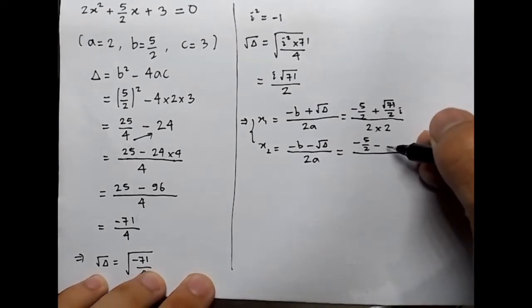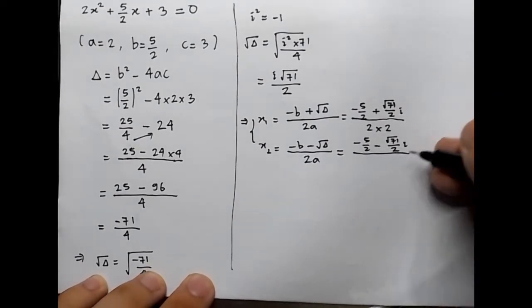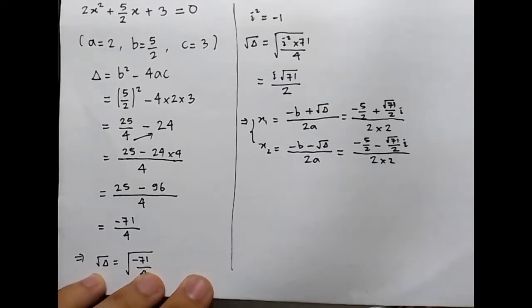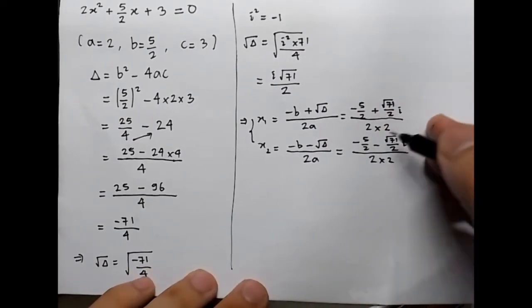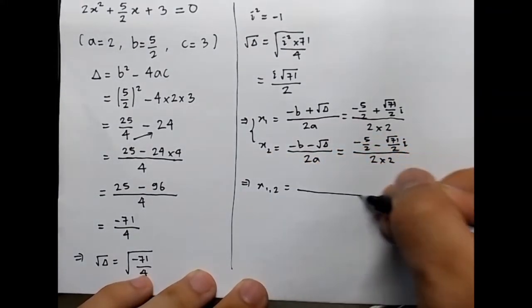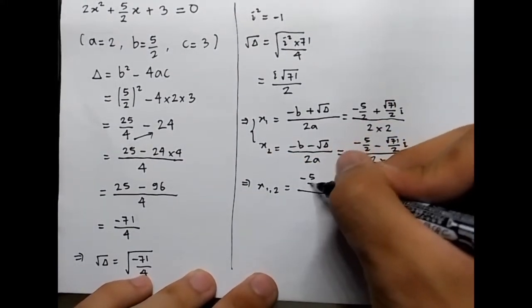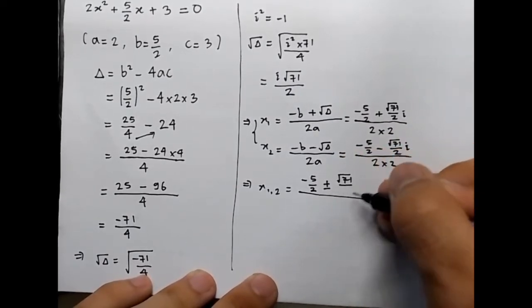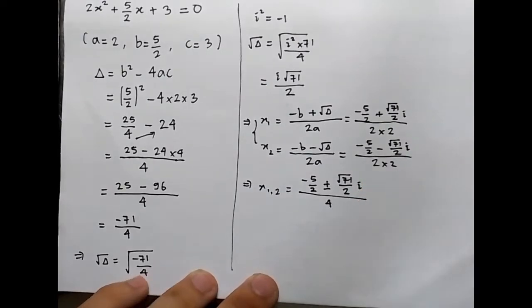Okay guys, one more thing. If you don't know how to factor out the number from the square root, I have a video for that. Go and watch it, okay? Now let's get back to here. Continue doing this. Calculate this one. As you can see here, the difference is only the positive and negative sign. So I'm going to write once again like this, positive and negative. And then we have the square root of 71 times i over 2, over 2 times 2 is 4.